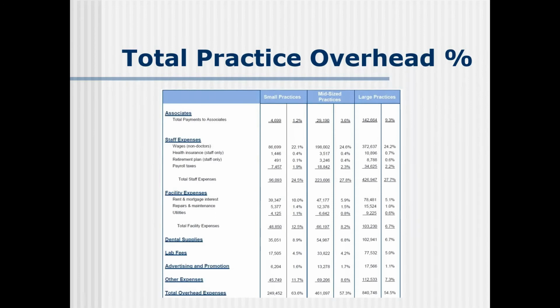All right, so this is a lot of information on a small slide, but you can see this is the overhead report. And if you look at the very last line, the total overhead expenses for small practices this year for 2017 ran at 63.6% of collections. And this doesn't include money paid to the associate. Mid-sized practices ran at 57.3% of collections, and the larger practices overhead ran at 54.5% of collections. So the bigger the practice, there's economies of scale, and the overhead for those practices decreases as the practice gets larger.